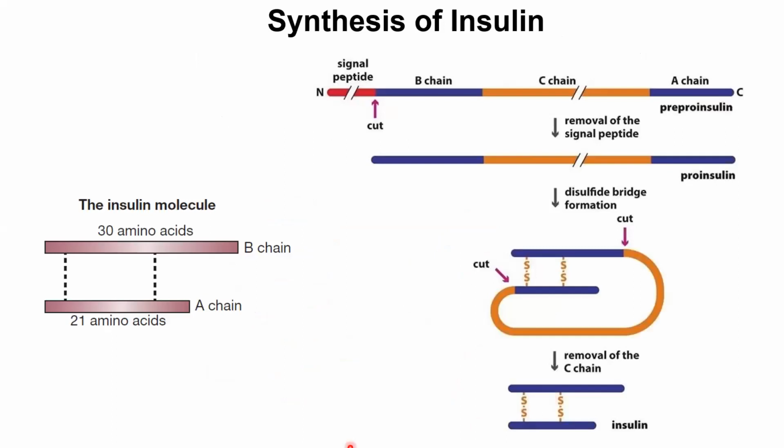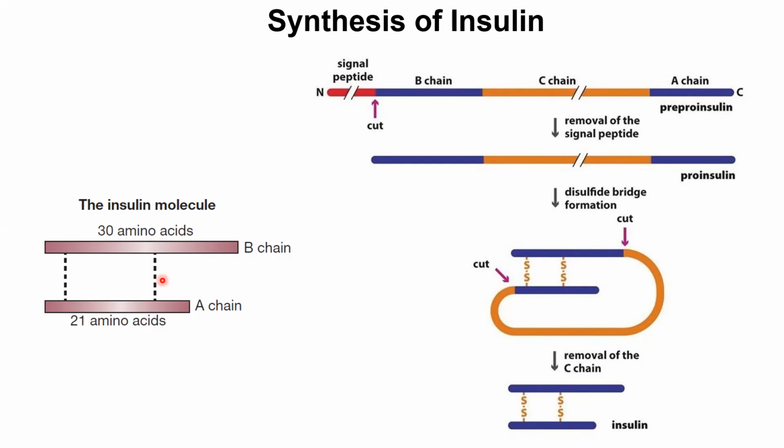So this is the structure of a complete molecule of insulin. We know it has a total of 51 amino acids, and the 51 amino acids are actually divided into 2 chains, chain A and chain B. And these dots that you could see are disulfide bridges between the cysteine amino acid molecules between the two chains. So the two chains are held together by disulfide bridges.